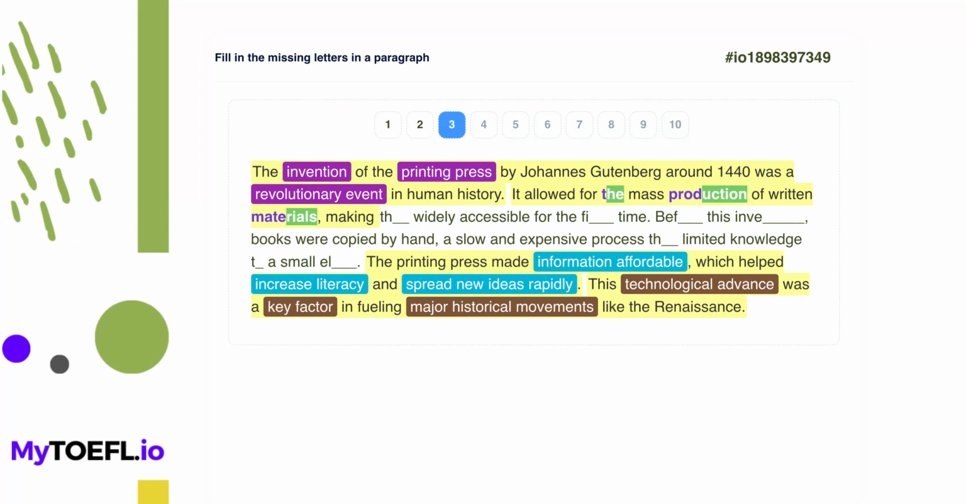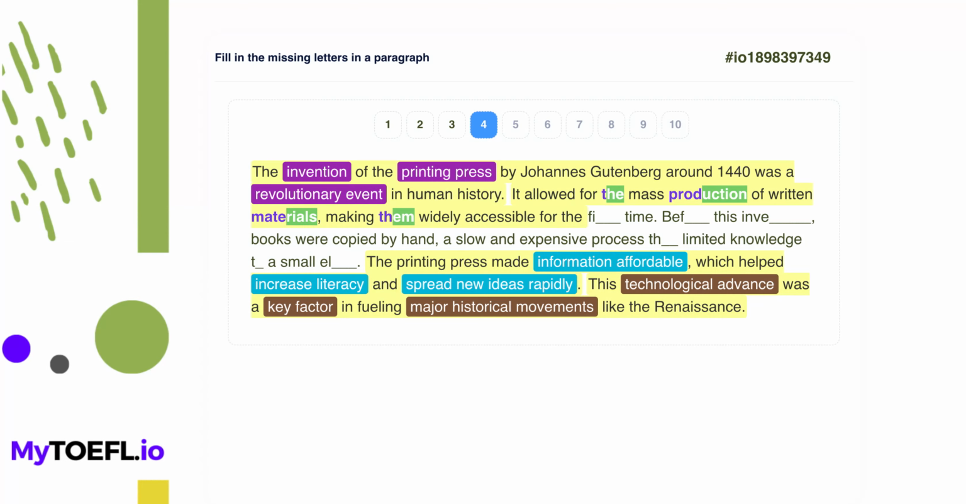Now let us solve the fourth blank. It allowed for the mass production of written materials, making blank widely accessible for the. The question provides the letters T and H and contains 2 missing spaces. We need a pronoun here to refer back to the written materials mentioned just before. Since materials is plural, the object pronoun starting with th must be used. The correct word is them.